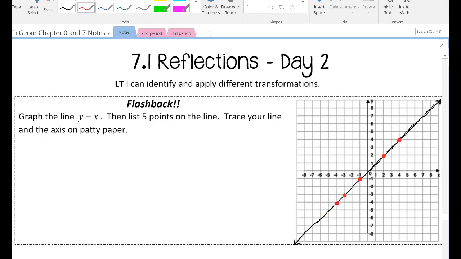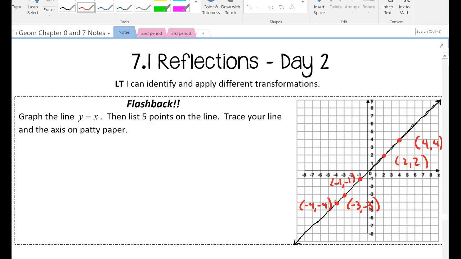So there's 5 points. We've got this point here, which we notice is 4, 4. And then we've got this point here, which is 2, 2. And this point over here, which is negative 1, negative 1. And over here I have negative 3, negative 3. And then this one over here, I have negative 4, negative 4.